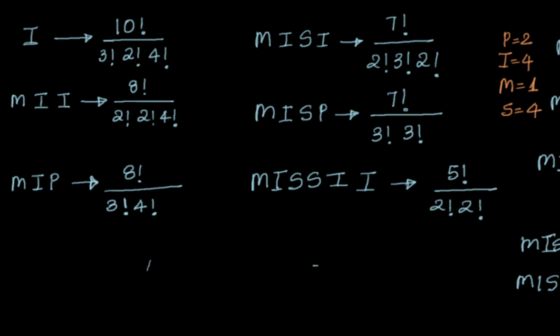Okay, let's take some yellow color. I'll do the calculations. Factorial 10 by factorial 3 into factorial 2 into factorial 4. That's what I have to do first now.